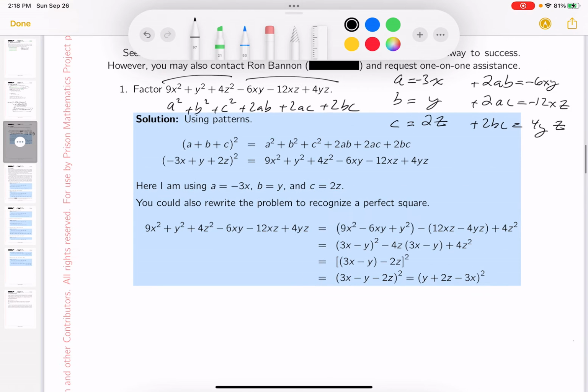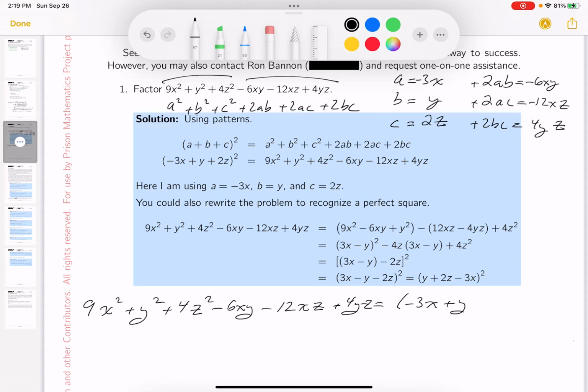So I'm going to claim, by looking for that pattern that he says, that this 9x squared plus y squared plus 4z squared minus 6xy... I'm not going to look at the answer key yet. I'm just doing my work, and I would recommend you do that too. So I'm going to claim it's this thing over here, which is minus 3x plus y plus 2z quantity squared.